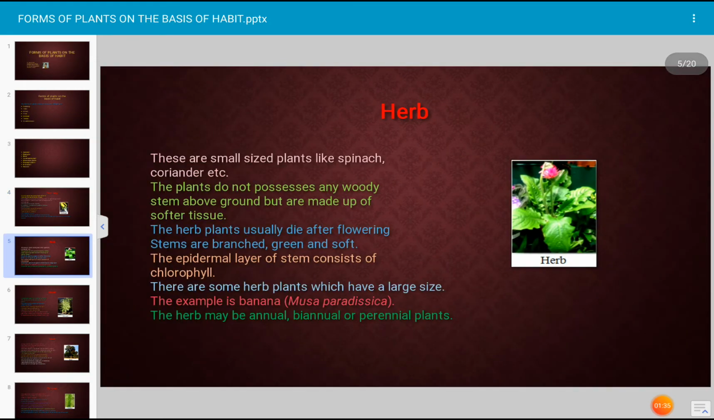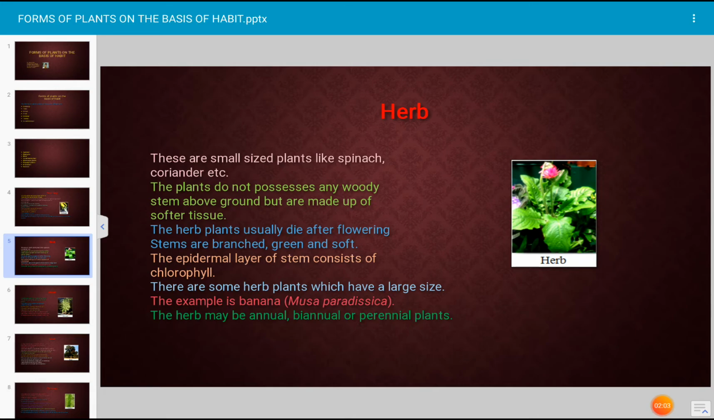this is a herb. Generally the herbs are small sized plants like spinach, coriander, etc. The plants do not possess any woody stem above ground but are made up of softer tissue. The herb plants usually die after flowering. Stems are branched, green and soft. The epidermal layer of the stem contains chlorophyll. It is green in color.